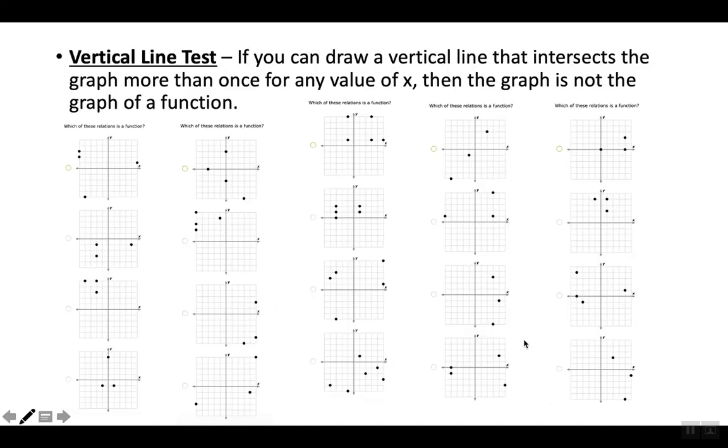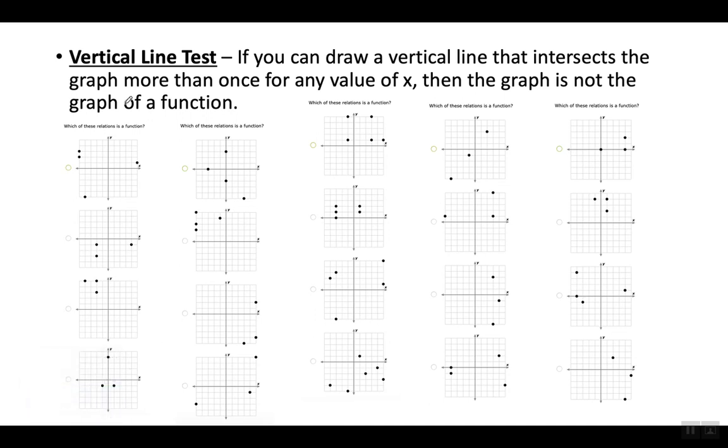Alright, now let's talk about this. Now we're going to talk about graphs, alright? So I need you to pay attention. Okay, when you have a graph, you could actually do it super fast if you listen to me. It's super easy. Just please listen to me. Okay, by doing the vertical line test. If you can draw a vertical line that intersects the graph more than once for any value of x, then the graph is not the graph of a function. Mister, what does that mean? Well, golly gee, kids, I'll tell you right now.